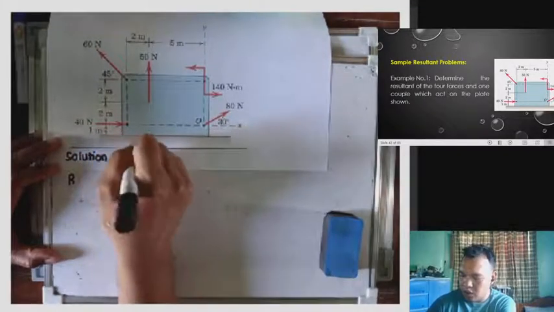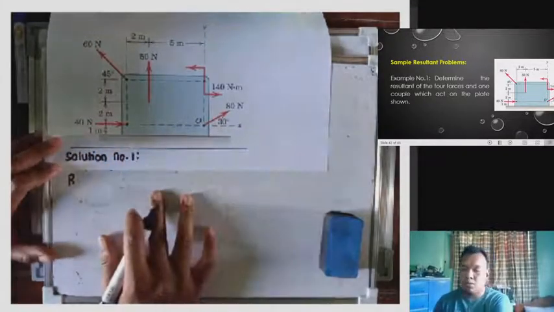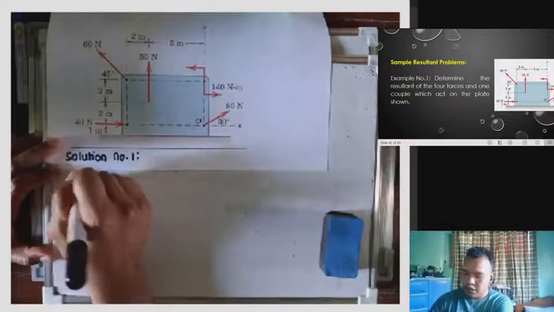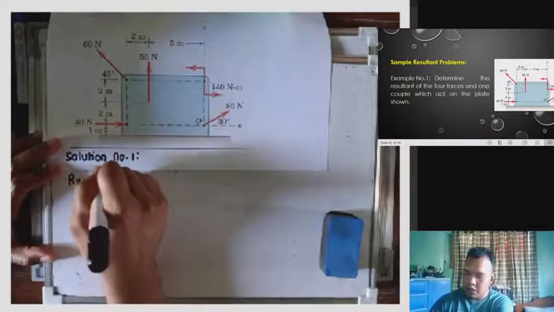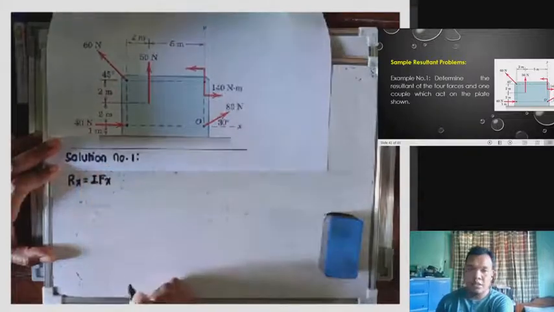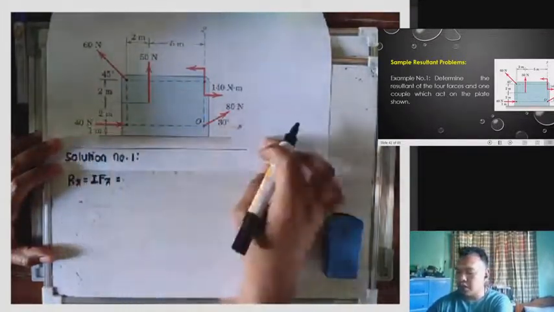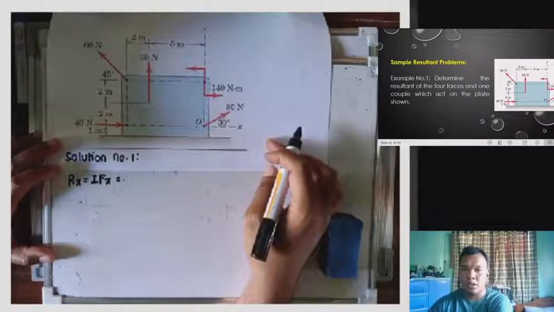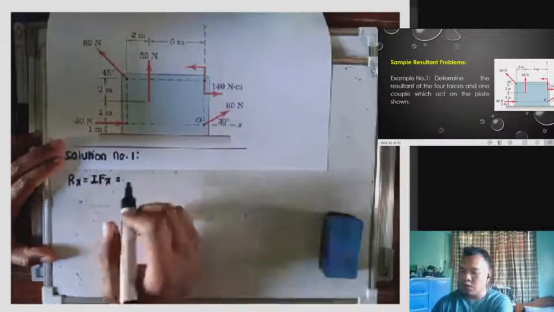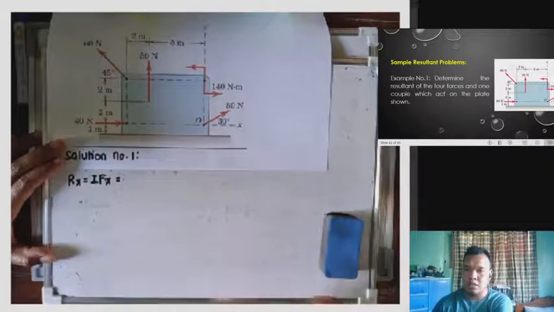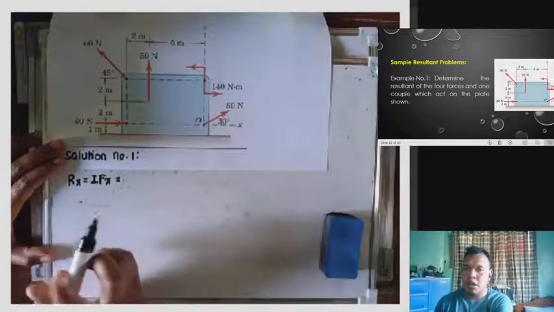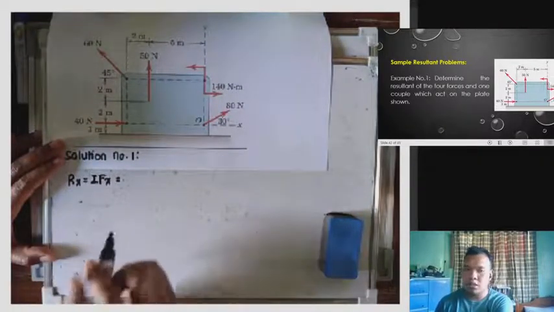So, sabi ko kanina, solution tayo. Solution number 1. Rx is equivalent kay summation of forces X. So, lahat ng forces in X. Ito yung X-axis natin, ibig sabihin, horizontal po yun. Lahat ng forces horizontal. So, assumption ulit: going to the right is positive, going to the left is negative, upward is positive and downward is negative.